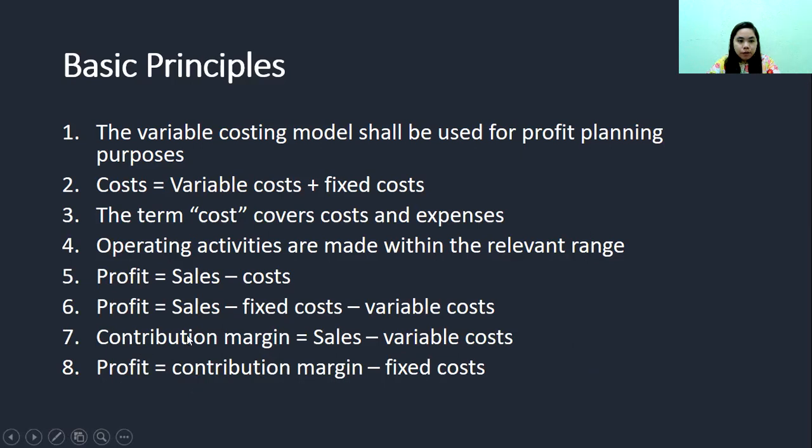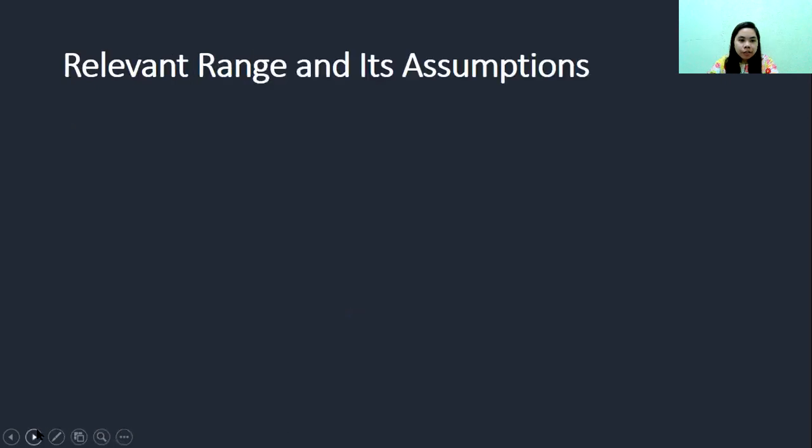So, to break it down, the formula is profit is equal to sales less cost. Then this cost will be broken down into fixed cost and variable cost. But if variable cost will be subtracted from our sales, then we will get the contribution margin. Then we will get the profit when we subtract fixed cost from our contribution margin.